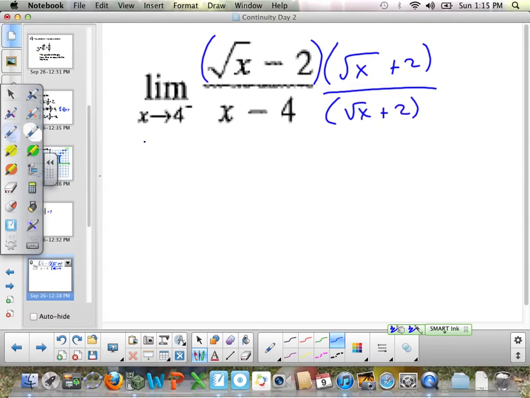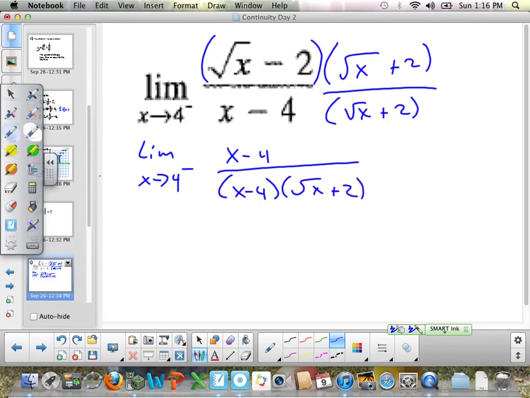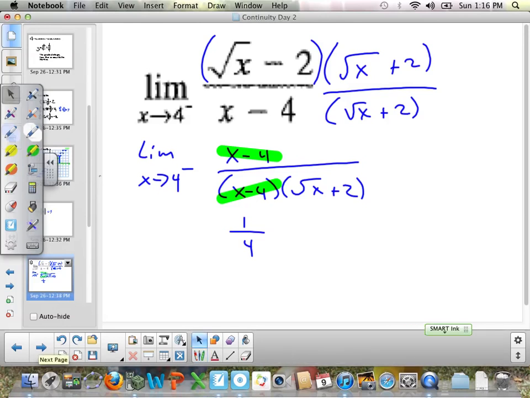All right. So the limit as x approaches 4 from the negative side. The top will simplify to x minus 4. The bottom we leave alone. And we've got x minus 4 canceling on top and on the bottom. We're left with 1 over, and if we plug in 4, square root of 4 is 2, plus 2 is 4. So if the limit is 1/4, that means the left and the right hand limits have got to be the same. So the left hand limit would also be 1/4.